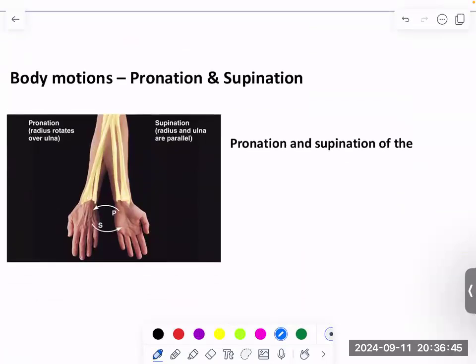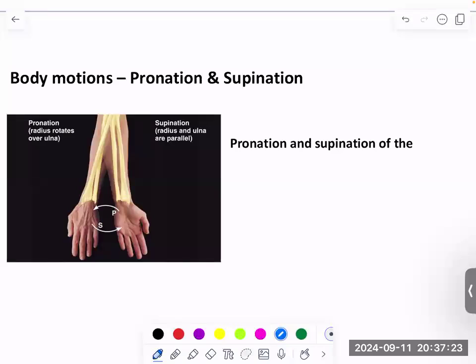Pronation, supination. This body motion across joints only occurs in the forearm. When you are in anatomical position, your forearms are in supination, palms facing forward. That means your ulna and radius are parallel. When you're in pronation, they're facing the other way. Believe it or not, your ulna and radius cross when you're in pronation.